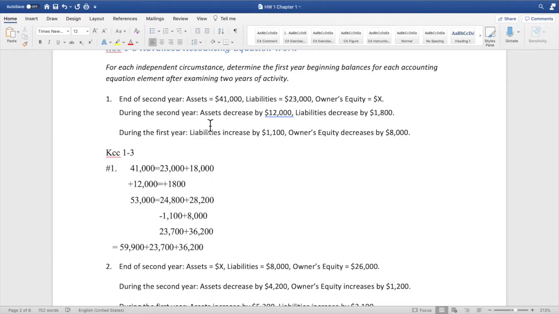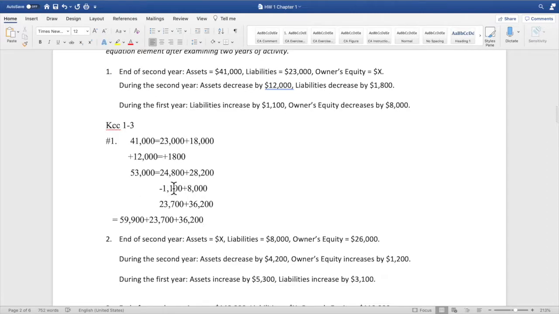During the second year, assets decreased by $12,000 and liabilities decreased by $1,800. So this is where it's tricky. It says decreased during the second year. So we're working backwards. So we have to actually add this 12,000 back to the assets and add the 1,800 back to the liabilities. So with doing that, we get assets of 53,000, liabilities of 24,800, and owner's equity equaling 28,200.